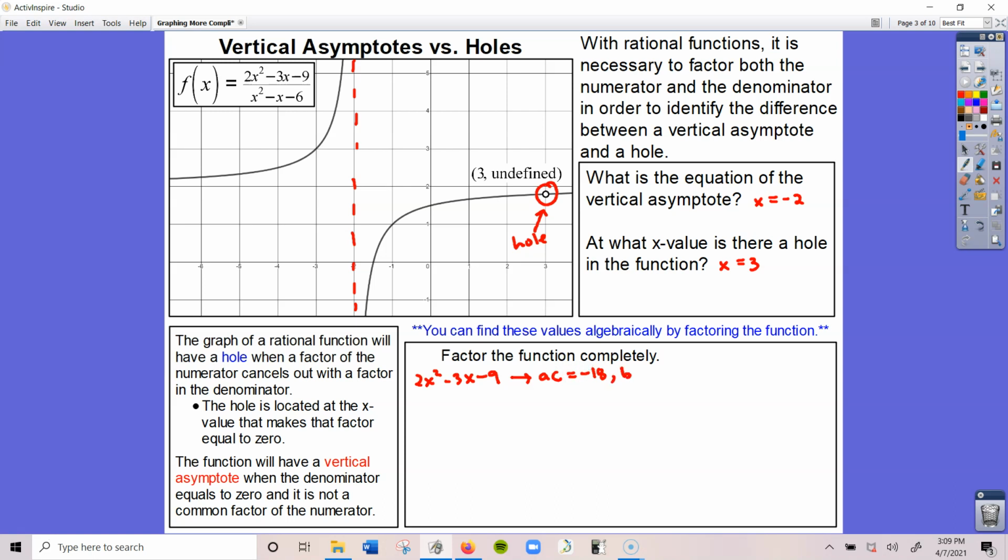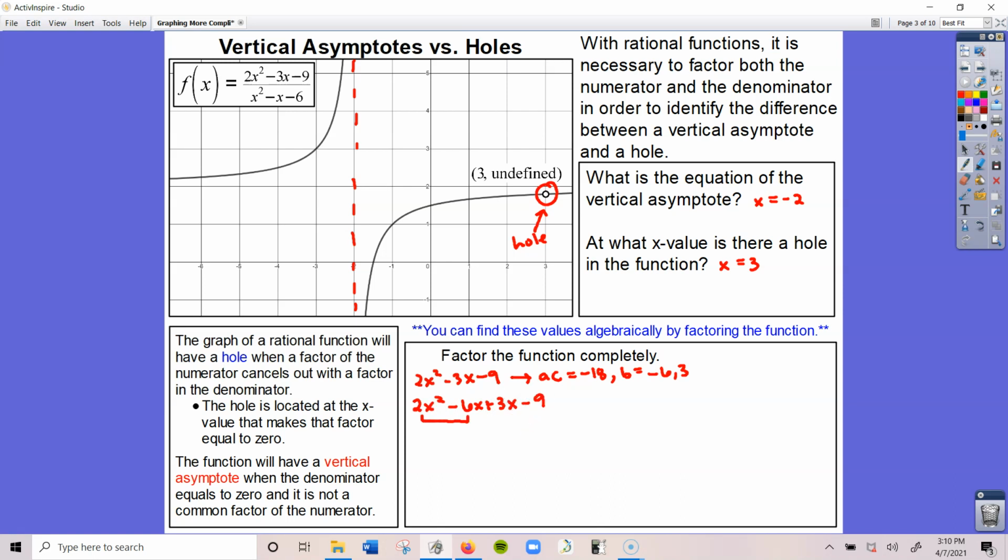Then we have to figure out what B is going to equal, which is when you have the two numbers that multiply to give you negative 18, but add to give you negative 3. The two numbers that multiply to give you negative 18 and add to give you negative 3 are negative 6 and 3. So now we take this quadratic and we rewrite it with b substituted for these two numbers. So we get 2x squared minus 6x plus 3x minus 9.